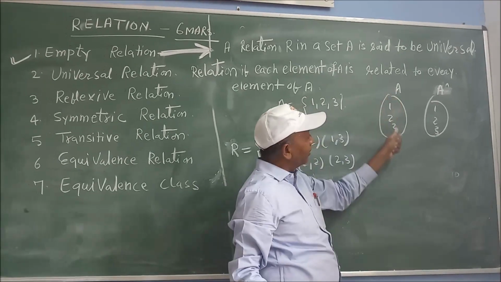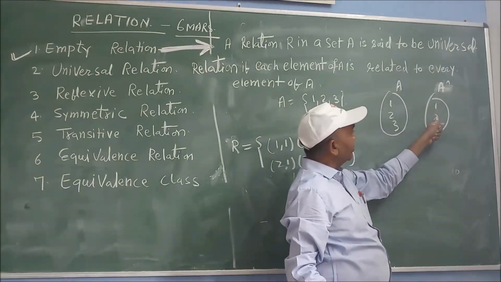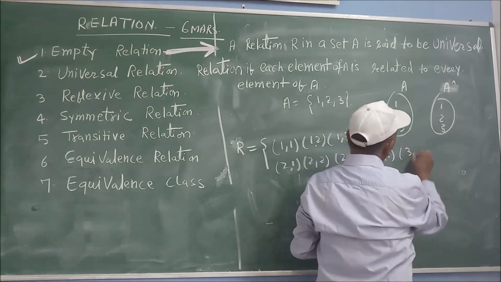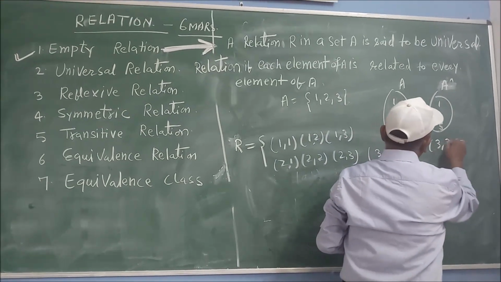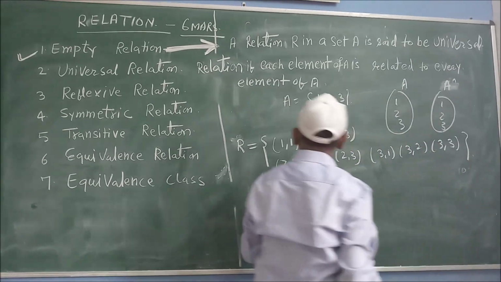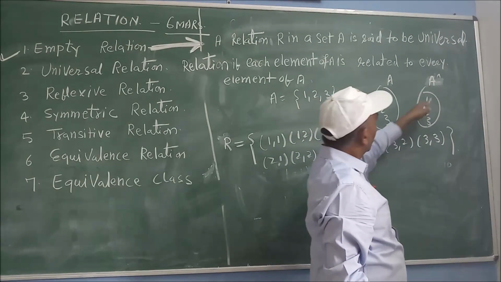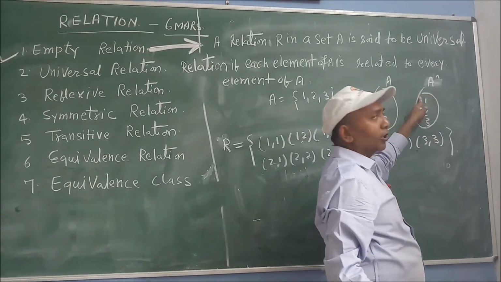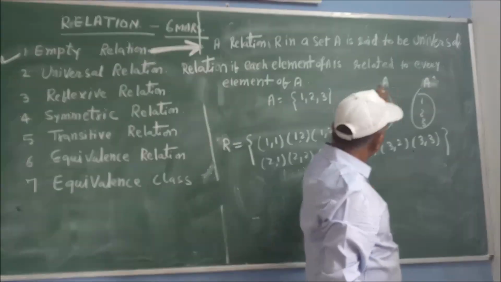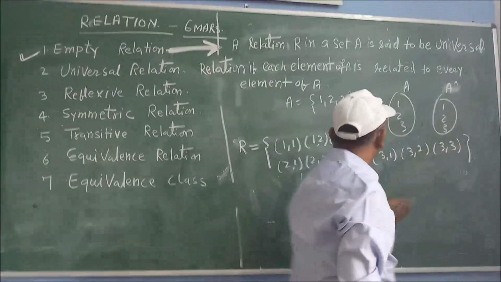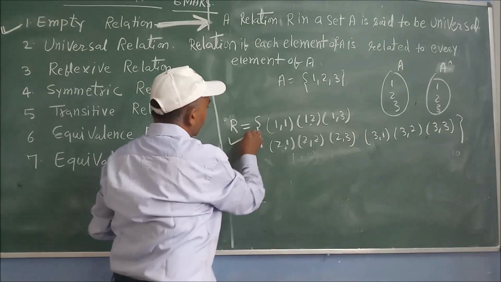पहले सेट का तीसरा एलिमेंट 3 इसके प्रत्येक एलिमेंट से रिलेट होना चाहिए. 3 1, 3 2, 3 3. So in this way what we have seen is that each element of A is related to every element of A. पहले सेट का प्रत्येक एलिमेंट दूसरे सेट के प्रत्येक एलिमेंट से रिलेटेड है. So this relation is called universal relation.